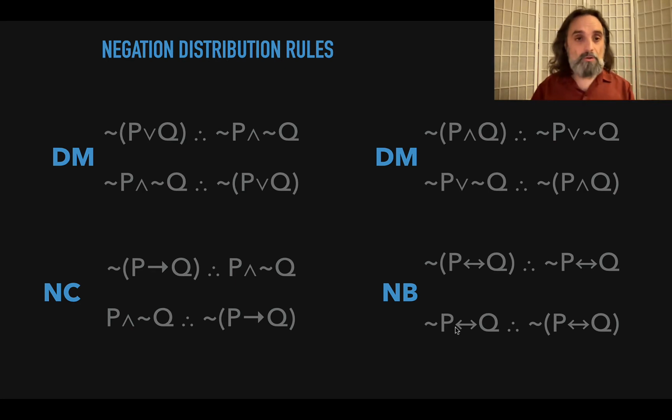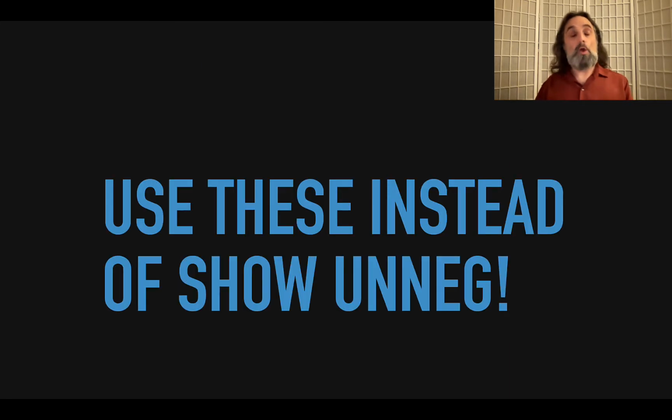The most useful rules are the top of each one, because what they let us do is, when I have the negation of something complex, now I can do something with that. Previously, if you had the negation of something complex, you had to do show unneg, and so you had to do a big subderivation. Now that you've derived these rules, you don't have to do the show unneg subderivation anymore, because now you can do something else with that line, the negation of something complex.